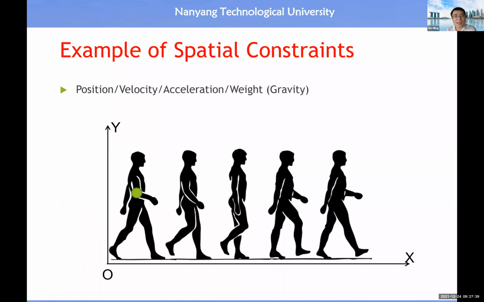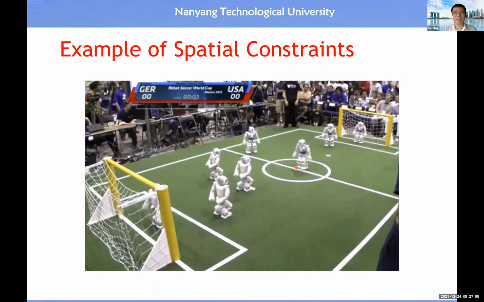So then what is a spatial constraint? Here is just a simple example. The space may impose a constraint on the movement or displacement of an entity in the space. And here is also an example showing you the constraint for this activity. The spatial constraint is for all the robots to remain inside this rectangular field. The robot cannot go beyond the rectangular field.